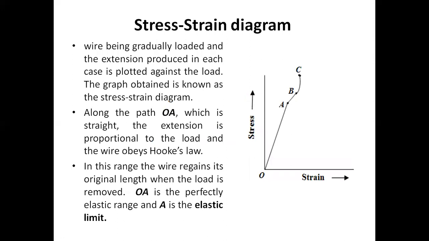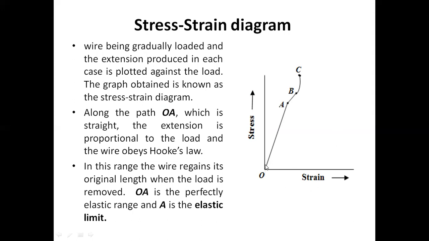Then what is a stress strain diagram? When a wire is gradually loaded and the extension produced in each case is plotted against the load, the obtained graph is called a stress strain diagram. The load applied to a wire is nothing but the stress, which is taken along the y-axis, and the elongation produced, that is the strain, is taken along the x-axis. A stress against strain graph is called a stress strain diagram. This is the stress strain diagram here.